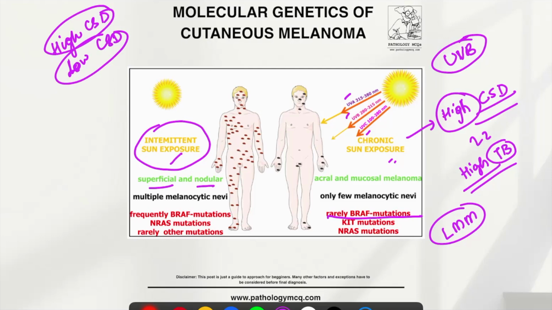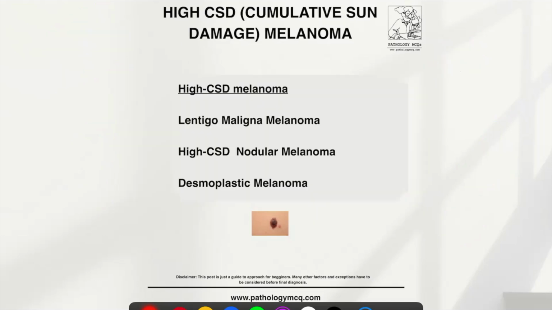So in intermediate sun exposure type of melanoma, that is a low CSD type, you can see that BRAF mutations are frequently common in low CSD types, where superficial spreading is the most common in low CSD types of melanoma when there is low sun exposure. Okay, and they have multiple melanocytic nevi, multiple acquired melanocytic nevi can be seen. Rarely, the next common mutation is RAS mutation, and then rarely other mutations can also be identified.